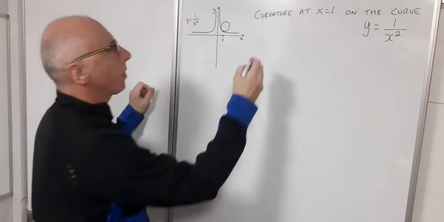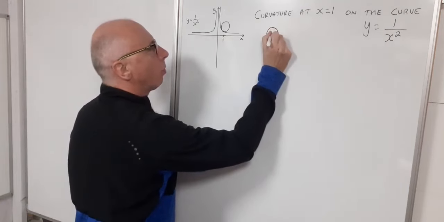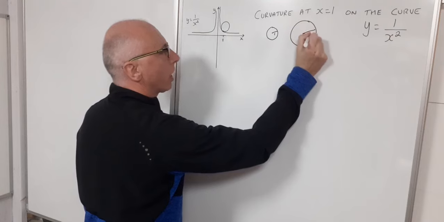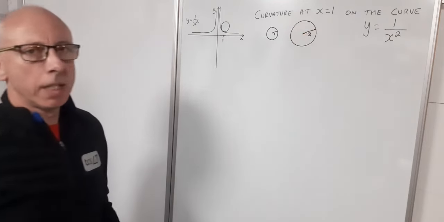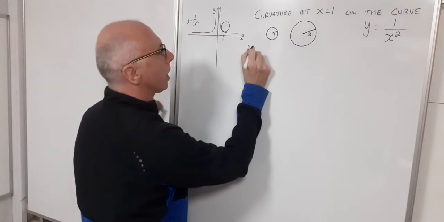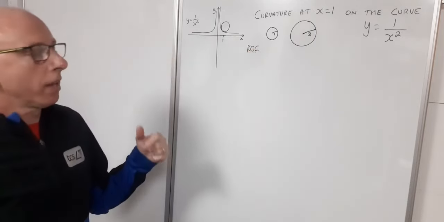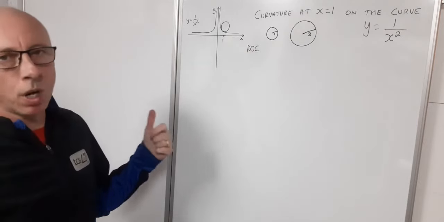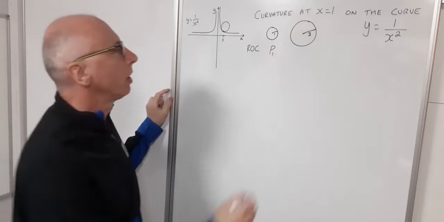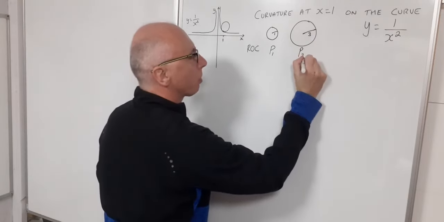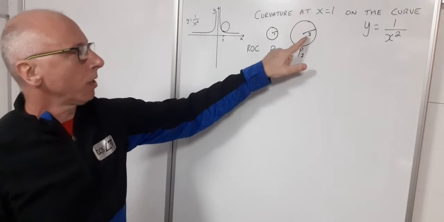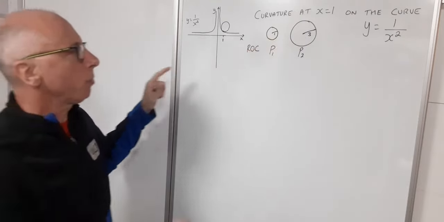So for example, if I've got a circle, one here with radius 1 and one here with radius 3. Now the radius of curvature, so if I put that here as ROC, radius of curvature, that's represented by the Greek letter rho. So this one will be represented by rho 1 and this one will be rho subscript 2. Now the radius of curvature of this one is going to be 3, this one is going to be 1. So this one is going to be larger.